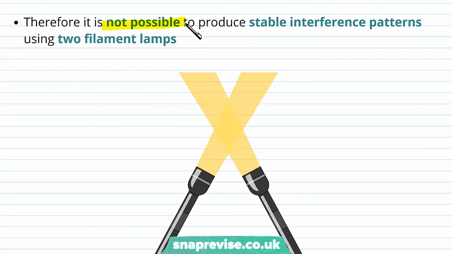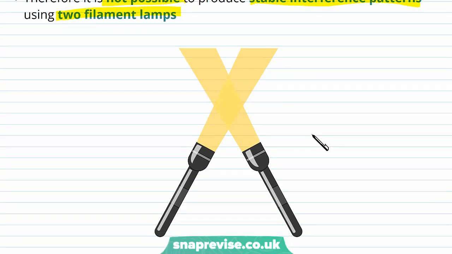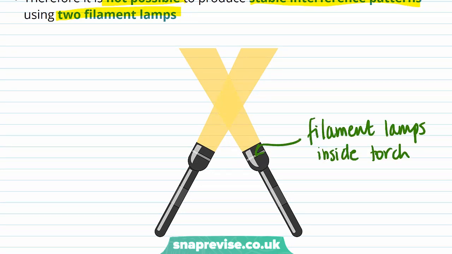Therefore, it is not possible to produce stable interference patterns using two filament lamps. So for example, here we've got two torches, and within the torches we've got filament lamps. So because we've got filament lamps within the torches, and we've just said that filament lamps are incoherent sources, we don't actually observe a stable interference pattern between these two torches here.